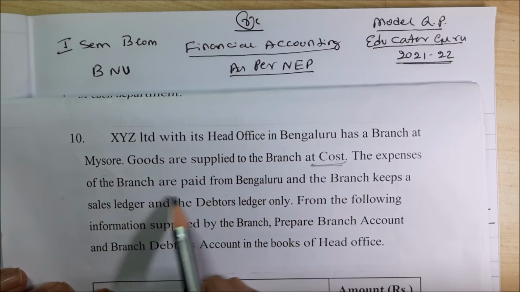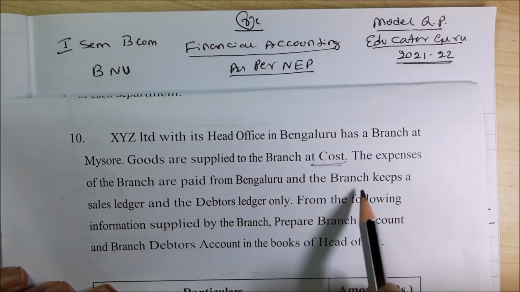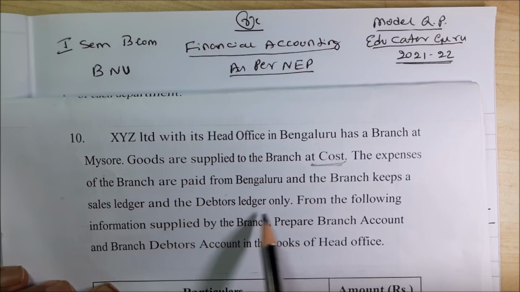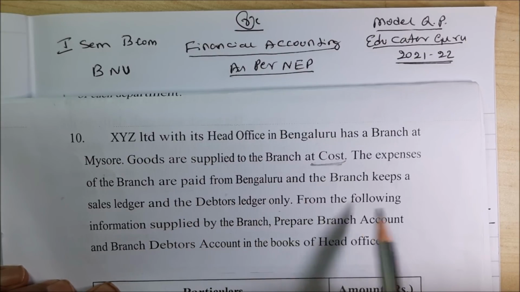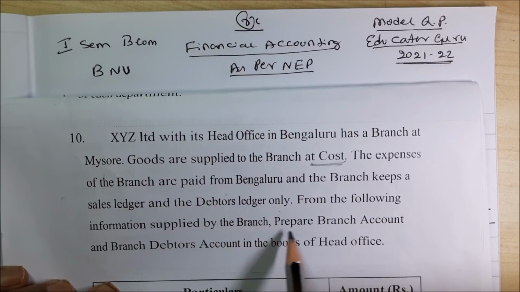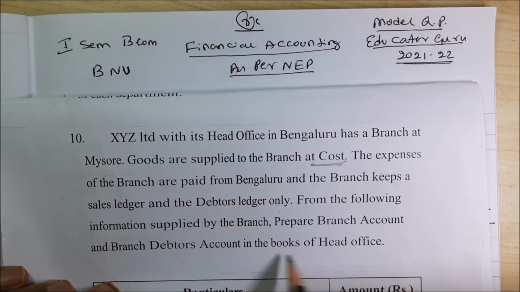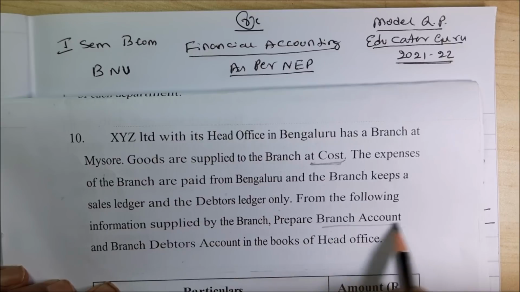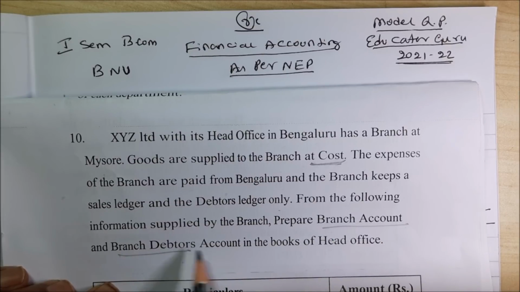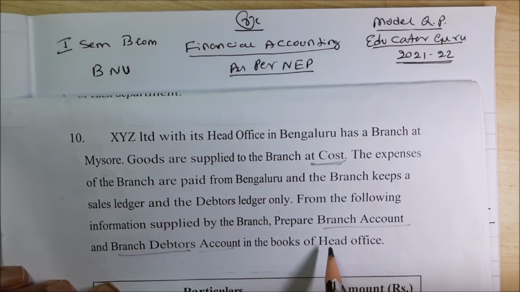The expenses of the branch are paid from Bangalore and the branch keeps a sales ledger and debtors ledger only. From the following information supplied by the branch, prepare branch account and branch debtors account in the books of head office. Both the things that you have to prepare, right?